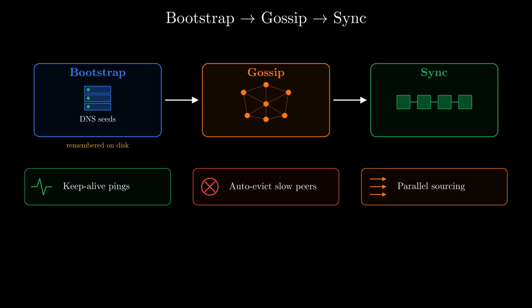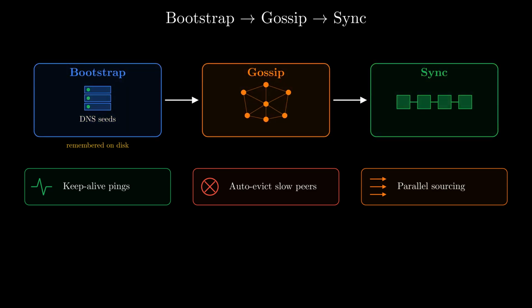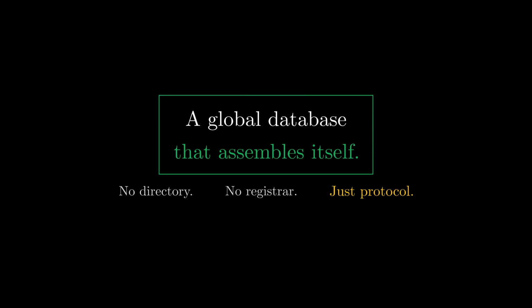The network self-tunes. This same pattern, bootstrap, gossip, sync, is now the template for every permissionless system that followed. Ethereum, Monero, libp2p, they all inherit this shape. Bitcoin proved that a global database could assemble itself from scratch on any machine, anywhere on Earth, starting from nothing but a hard-coded Genesis block and a handful of host names. No directory, no registrar, just protocol, repeated everywhere, converging on the same truth.